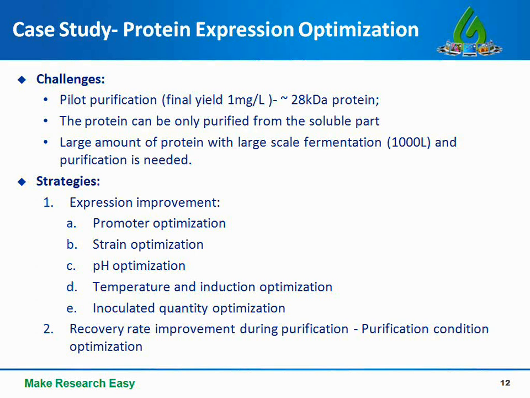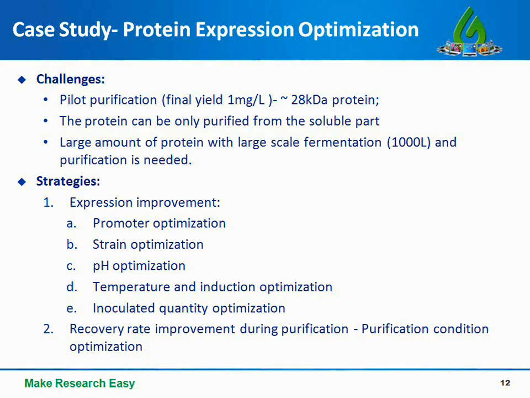The customer needs a large amount of purified protein, therefore, the 1,000-liter fermentation and the purification is needed. With the yield of 1 mg per liter, even with 1,000-liter fermentation, it would only produce 1 gram protein, far from his desired amount, and it would be too costly to increase the culture volume. Therefore, the protein expression needs to be optimized so that the production efficiency can be improved.